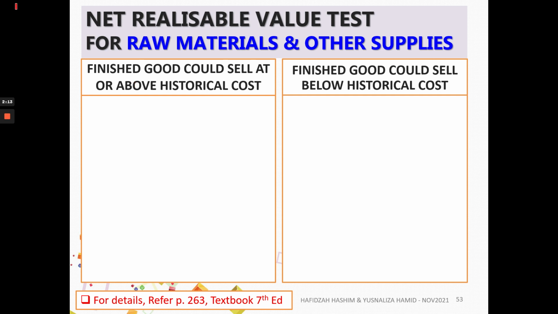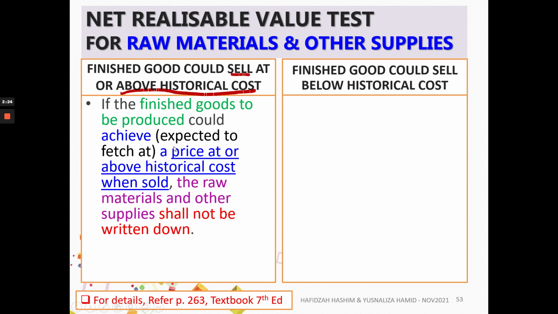If the finished goods could be sold at or above historical cost, meaning that the selling price is way above the historical cost of the finished goods, therefore the raw materials and other supplies shall not be written down. So there will be no write down of the raw materials and supplies if the selling price of the finished goods is above or at the historical cost when they are being sold.